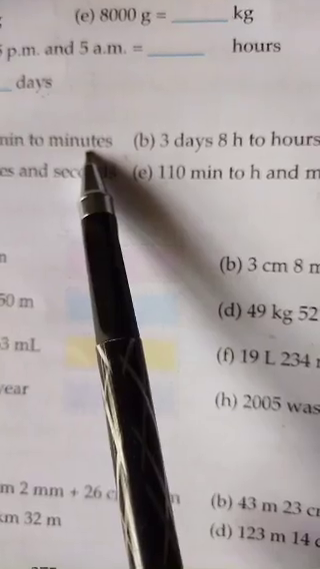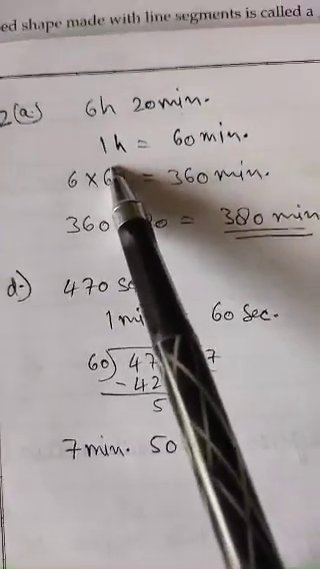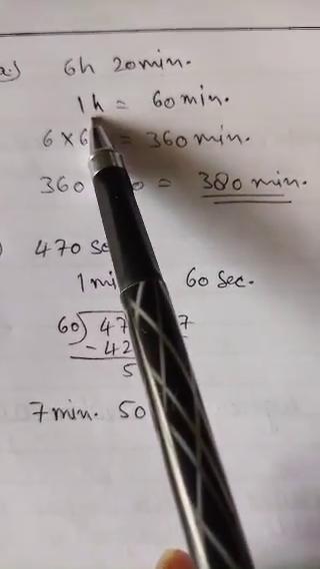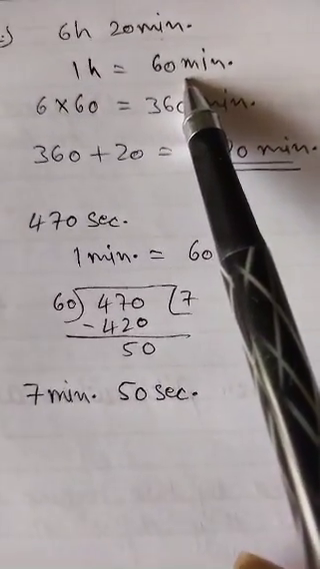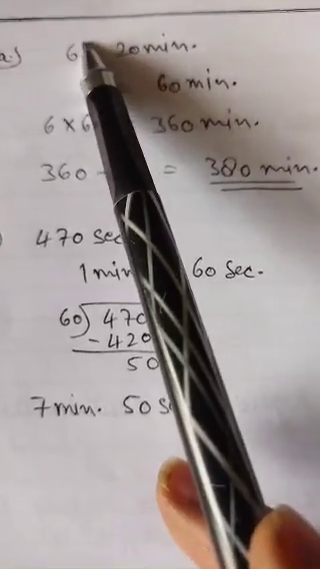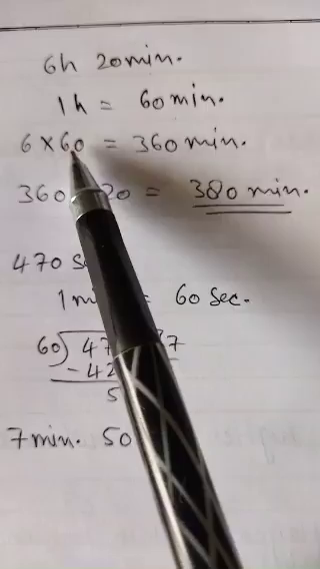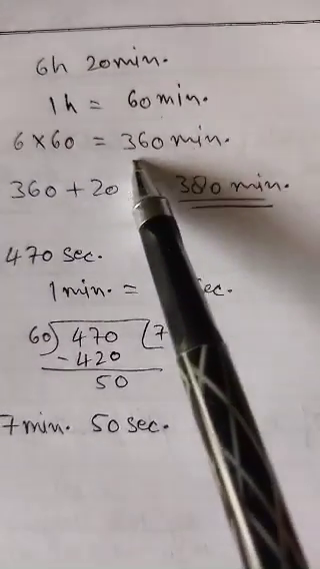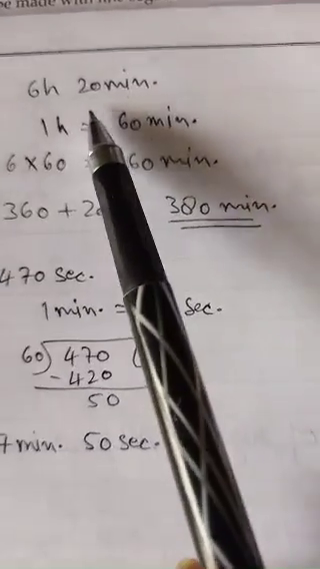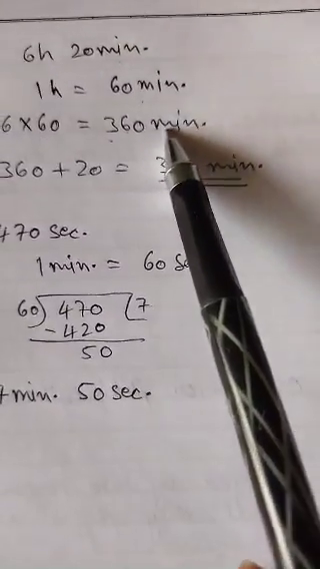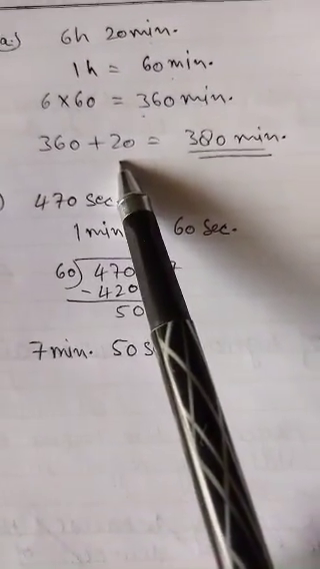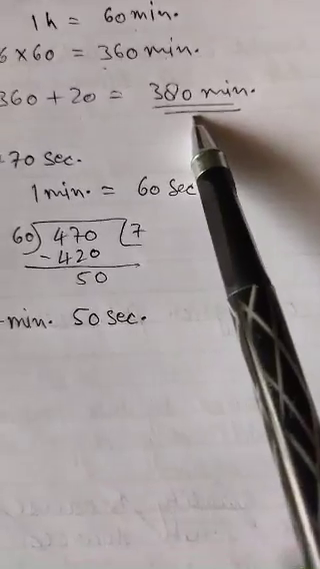Now coming on to second one. Second A, 6 hour 20 minute change into minute. So how will you do this? See, first of all you should know the relation that 1 hour is equal to 60 minute. Then this one is in hour, so you will change this into minute. So 6 into 60 is equal to 360 minutes will come. Now it is converted into minute, and this 20 is also minutes. So both the minutes will be added like this. And after adding this, what you will get will be your final answer.